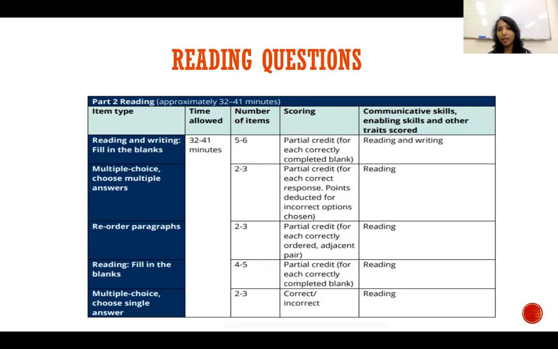So what happens in your reading fill in the blanks? Your question here in your reading is always in the form of a reading passage. You're given a reading passage with blanks and you're supposed to fill in those blanks. You're given options for those blanks right below. Below that passage, the options are displayed, and the options displayed are double the number of blanks. If there are four blanks, there are about eight options. You will have to drag the option and drop it to the right blank. I will discuss more about it as we solve a few of these types of questions. I hope this was understandable to you.